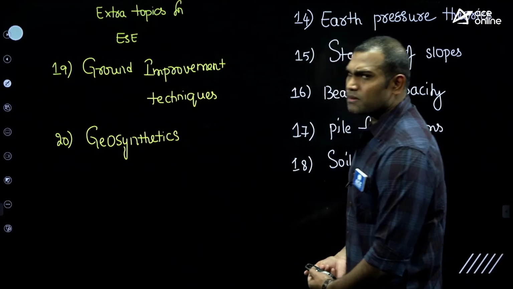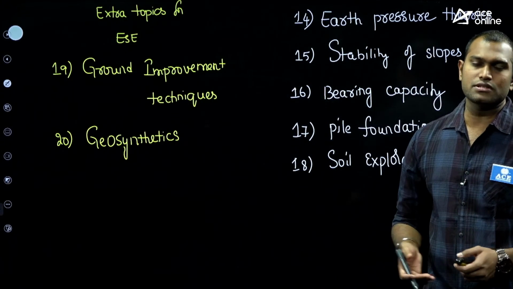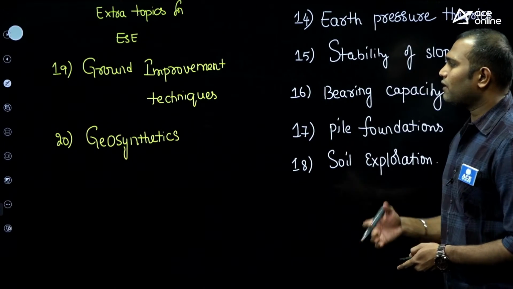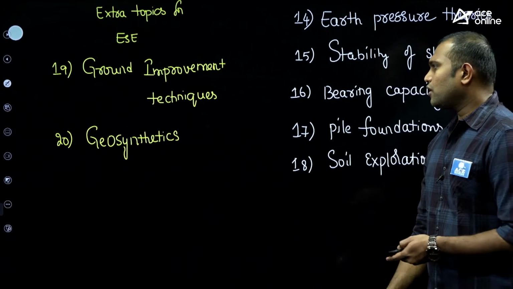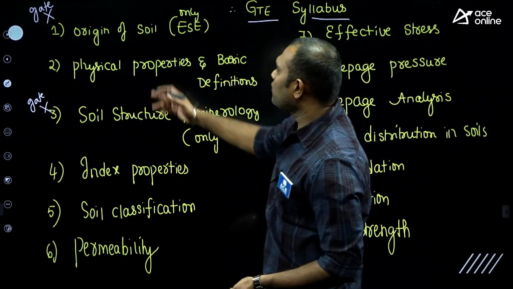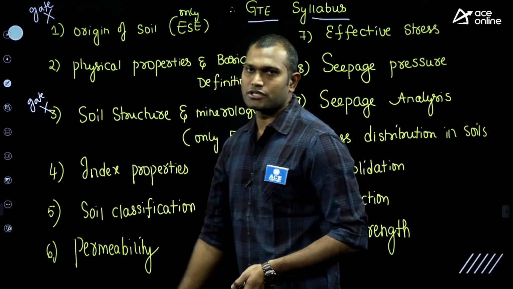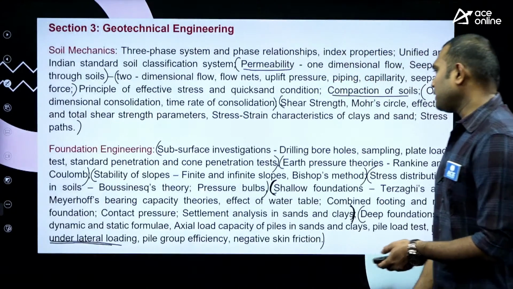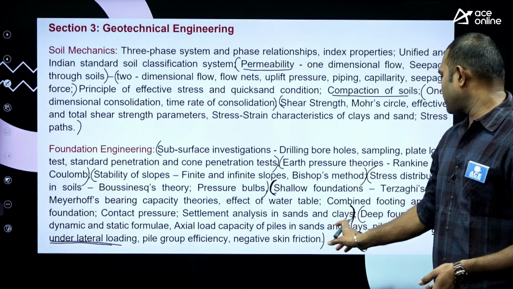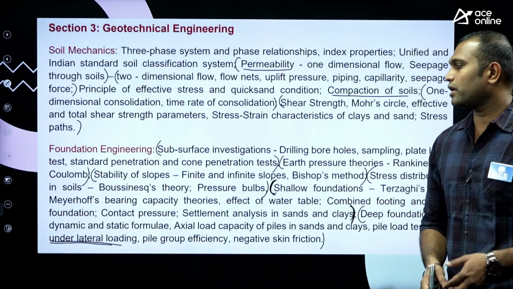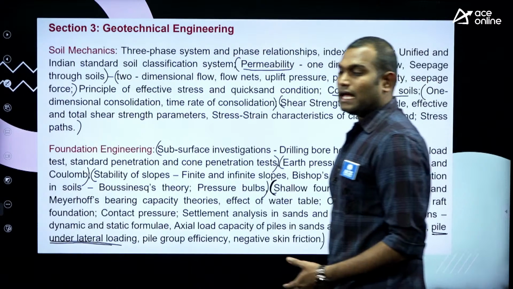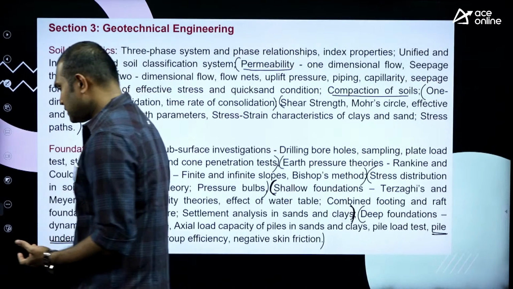So the ESE syllabus is more or less the same, they will not change much. But for the GATE examination, they will add or delete. The deletions are chapter number 1, origin of soil, and chapter number 3, soil structure. The addition is one topic in the case of deep foundations, known as pile under lateral loading. But so far they haven't asked any question on it in the previous examinations.